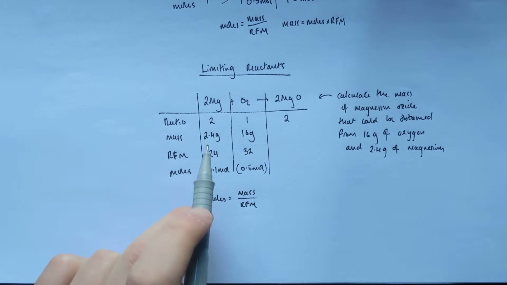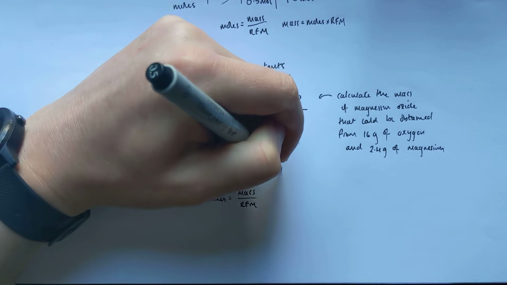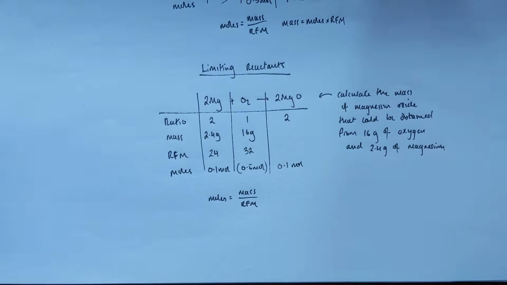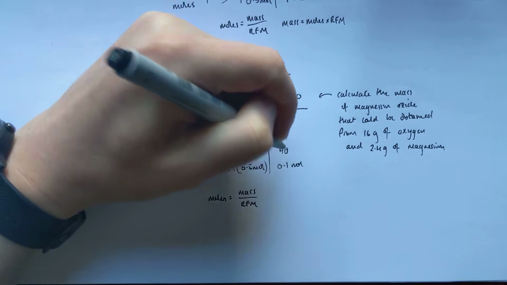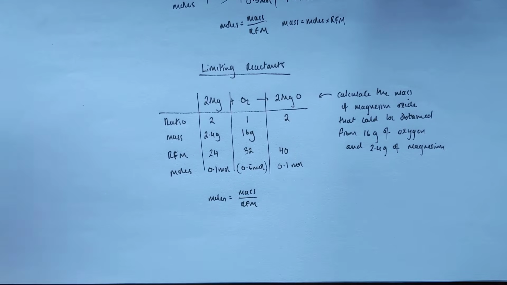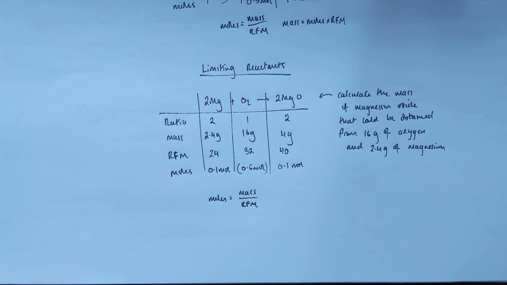And I look at the ratio between magnesium and magnesium oxide. It's a 2 to 2 ratio. Therefore, 0.1 moles of magnesium will be the same. It'll be 0.1 moles of magnesium oxide. And at that point, it's just like a normal question. So I look at my moles and need to convert back into mass. So I need to use moles times RFM. The RFM is 40, like we worked out before, 24 plus 16. So 0.1 times 40 gives me a final answer of 4 grams in this case.